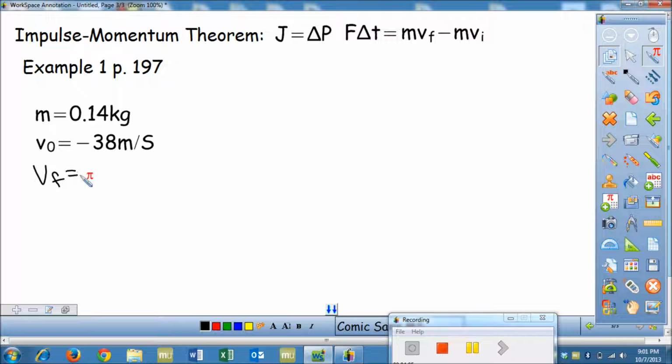v final equals 58 meters per second. So the ball has changed direction. Say it would start out going to the left, now it's going to the right.